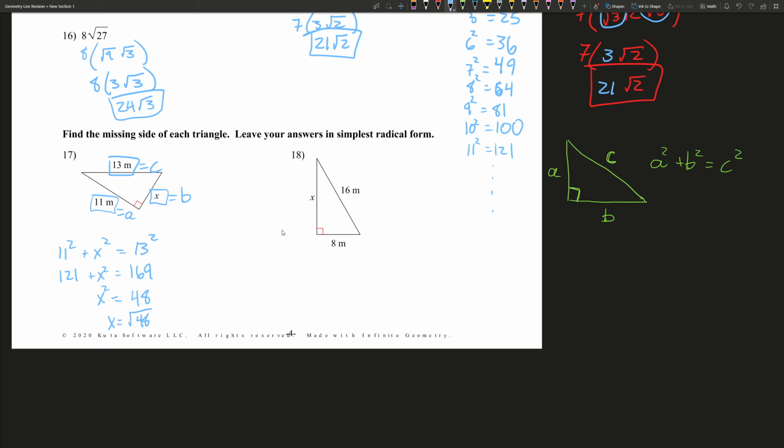All right, and then in order to really get full credit for this answer, we have to simplify the square root of 48. I know that we can rewrite the square root of 48 as the square root of 16 times the square root of 3. So then this is 4 rad 3.